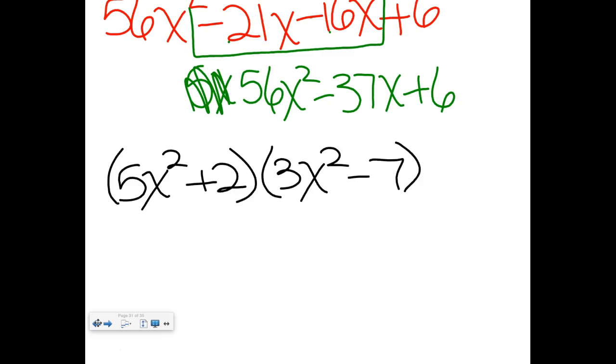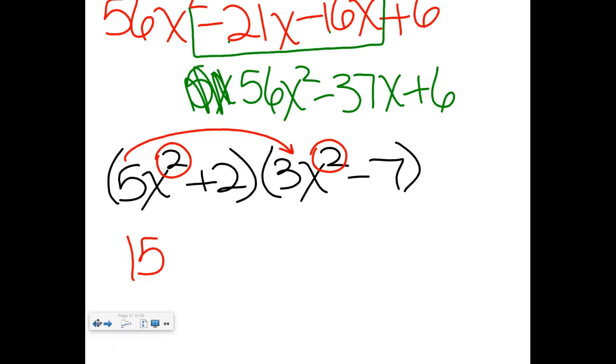Okay, so hopefully we notice something is already different about this problem. So far I've never had this, that there has been a power inside here. So we have to remember something back from chapter 7. Okay, so I'm still going to FOIL these. So I'm going to take that 5 times that 3.